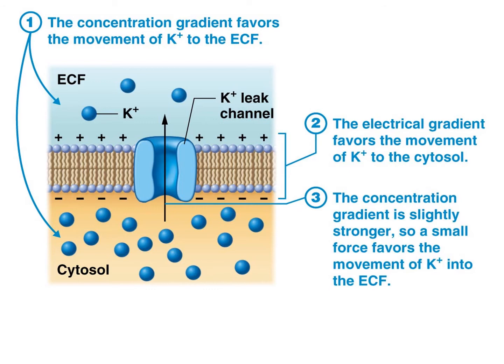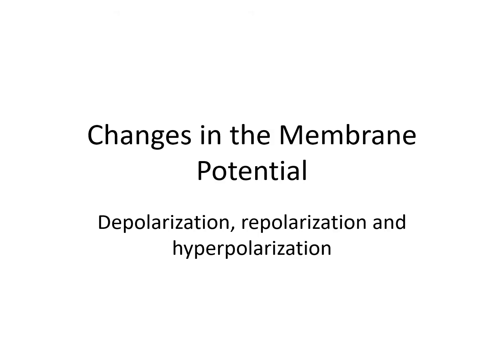and it gets repelled by the positive charge on the outer side of the membrane. Okay, so here the concentration gradient, or the chemical gradient, favors it to move out, but the electrical gradient favors it to move in. So which one wins? Well, the concentration gradient is slightly stronger, so there's a small force that favors potassium out into the extracellular fluid. So for each ion, there are 2 factors: the electrical gradient as well as the chemical or concentration gradient.